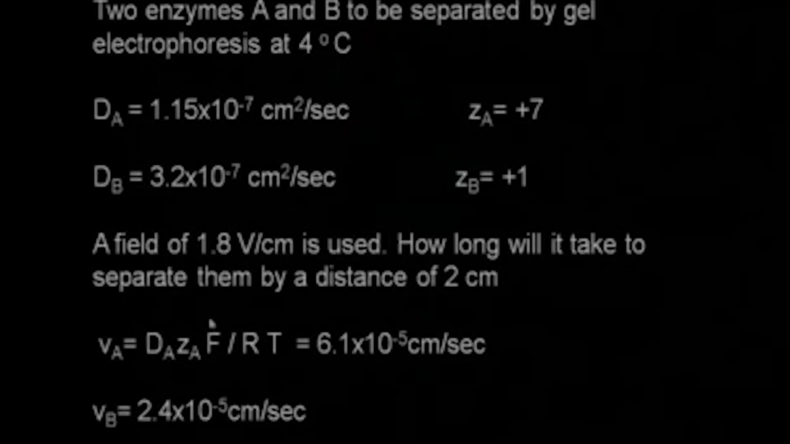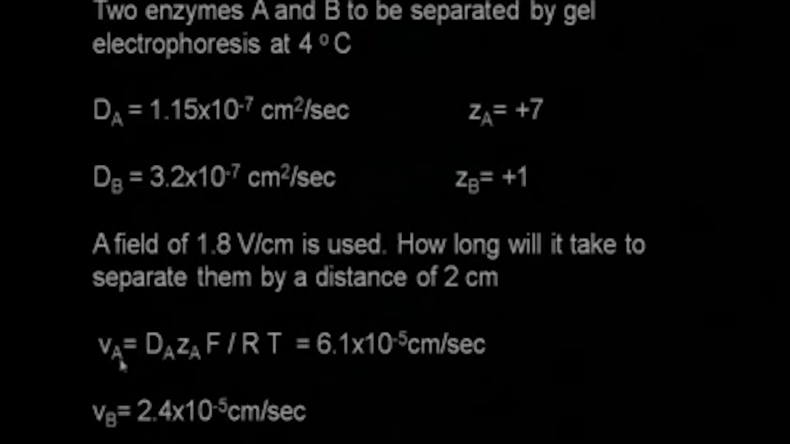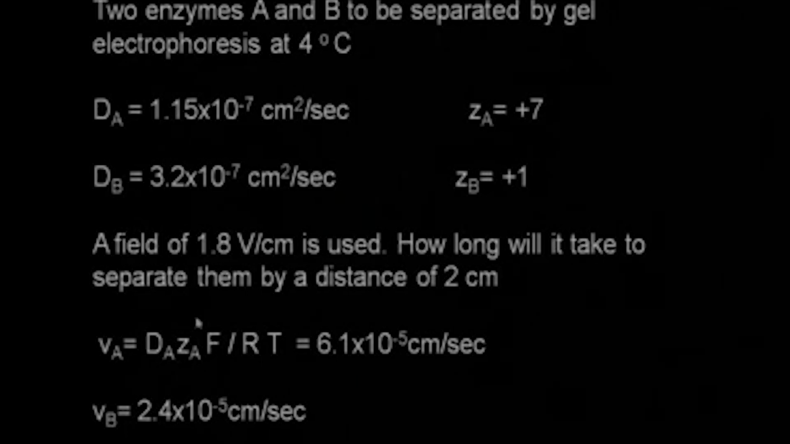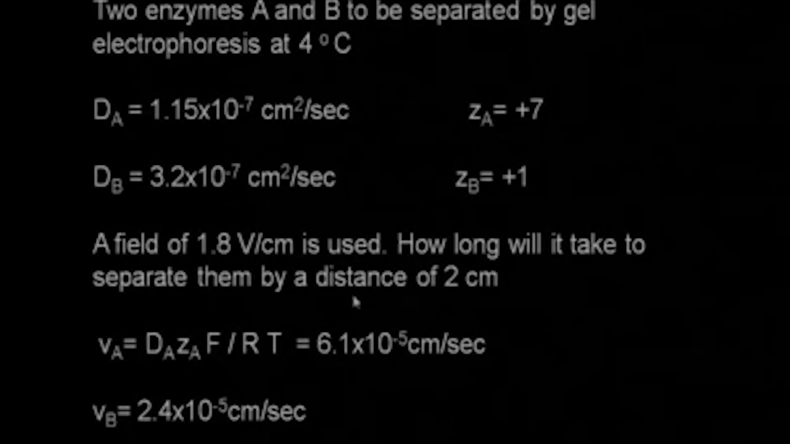So this is the equation: the velocity is the diffusion coefficient times the charge times the Faraday constant, divided by R times T. Now we are applying a field of 1.8 volt per centimeter. How long will it take to separate them by a distance of 2 centimeters? So how long will it take so that they are 2 centimeters away?